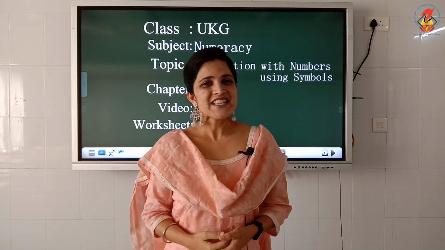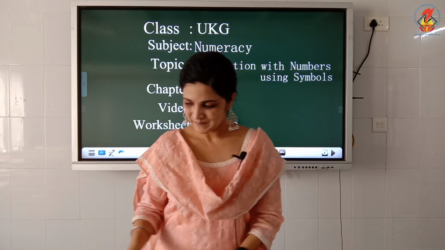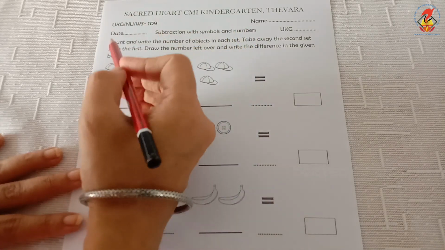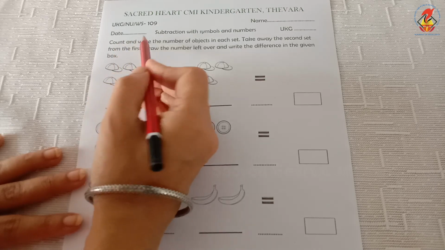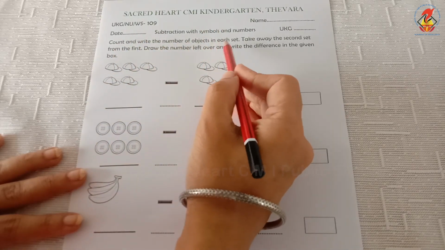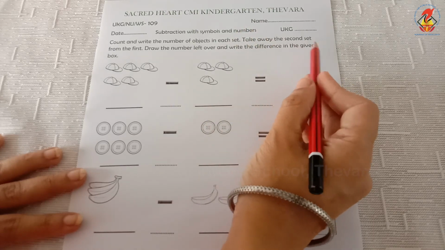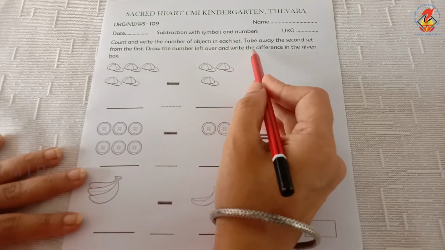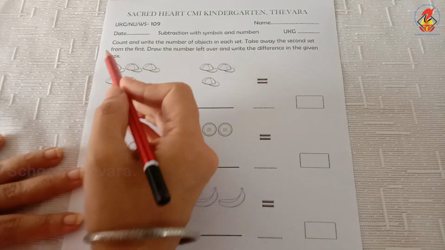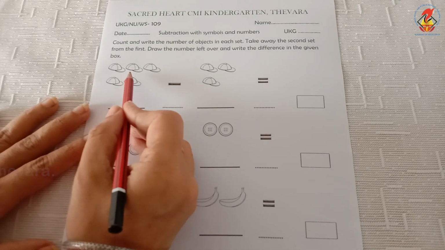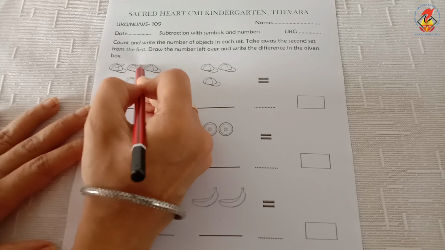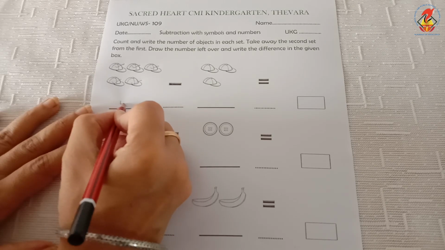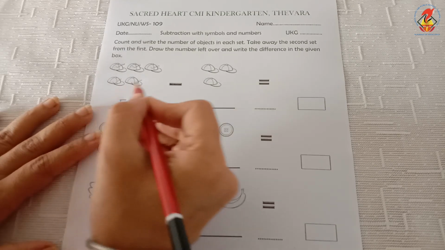Children, let us do some worksheets based on this. Children, the question for subtraction with symbols and numbers goes like this. Count and write the number of objects in each set. Take away the second set from the first. Draw the number left over and write the difference in the given box. How many caps are here? 1, 2, 3, 4, 5. So we write the number 5 here.